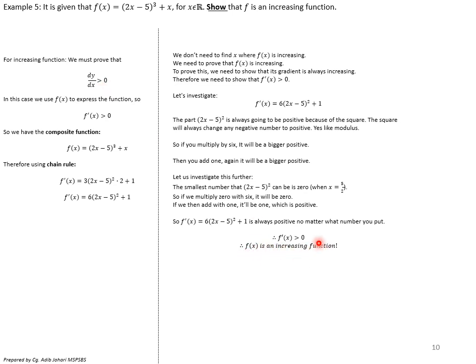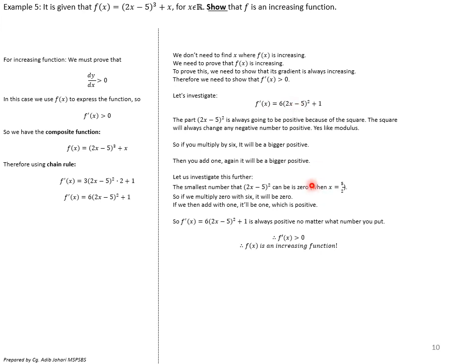That's it. Right? So if you want to investigate this further, again look at this part, 2x minus 5. The smallest number that you can have is 0. That is when x equals 5 over 2. Substitute 5 over 2, you'll get 0. 0 squared will become 0. Now 0 you multiply with 6, you'll get 0. You plus 1, you will get 1. So again, your f dash x, your dy over dx, your gradient, the smallest number it can take is 1.